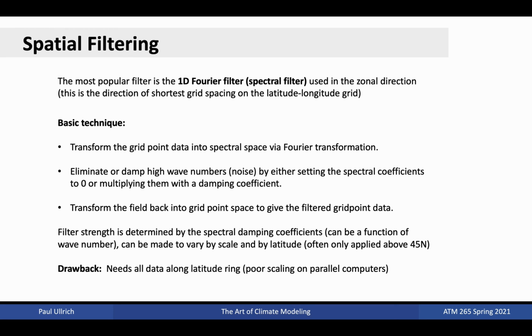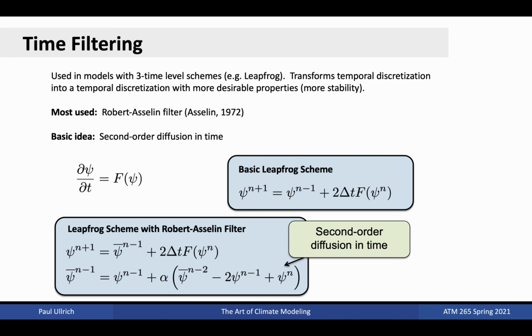One drawback of spatial filtering is the need for all grid point data along the latitude ring. This means that the system will generally have poor scaling on parallel computer systems, because a large number of messages need to be exchanged in every filtering operation. Filtering can also be applied in time rather than space.